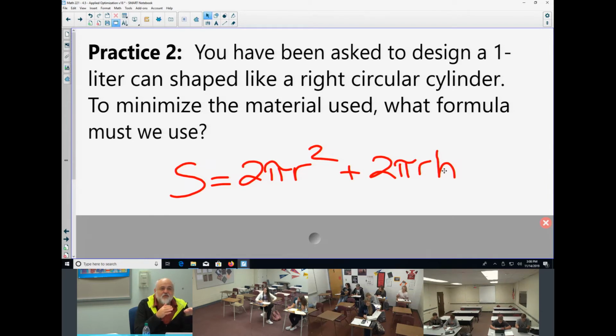So that would be the formula if we want to minimize the material. That's the formula that we would use.